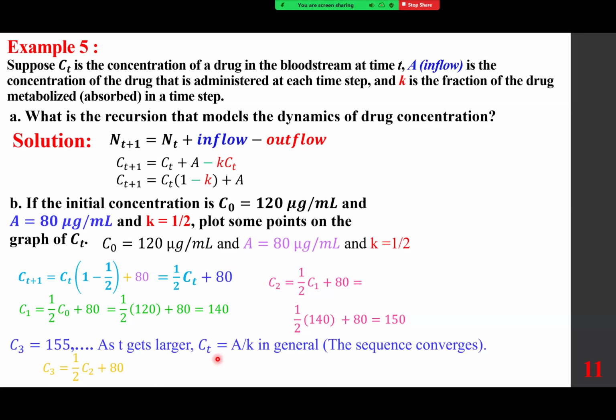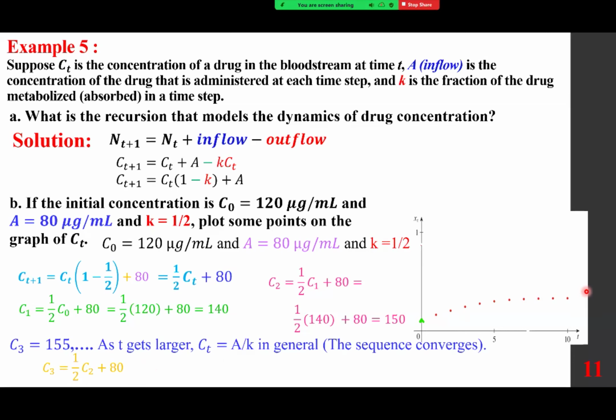And as t gets larger, C sub t becomes A over K in general. It looks like this, and it levels off. So the amount of inflow, which is 80, divided by K, and K was 1/2. So 80 divided by 1/2 means 80 times 2, that means 160. So here C sub n is A over K, 80 divided by 1/2, 160.